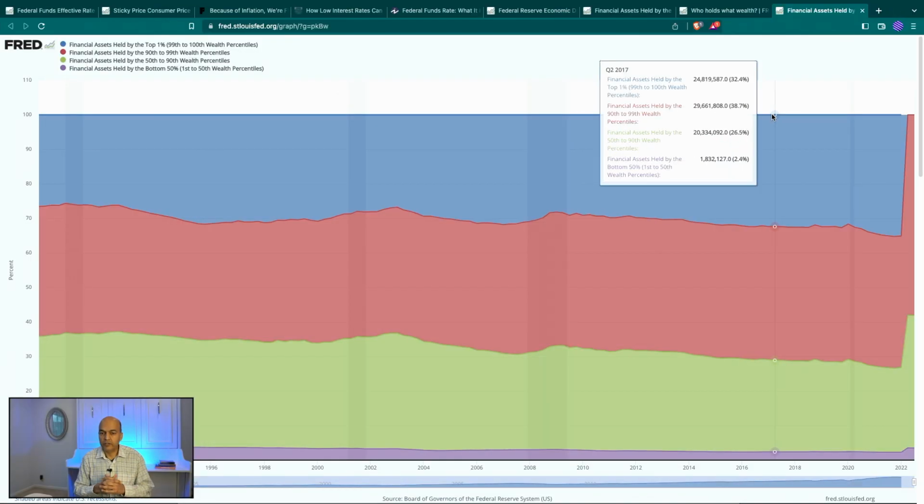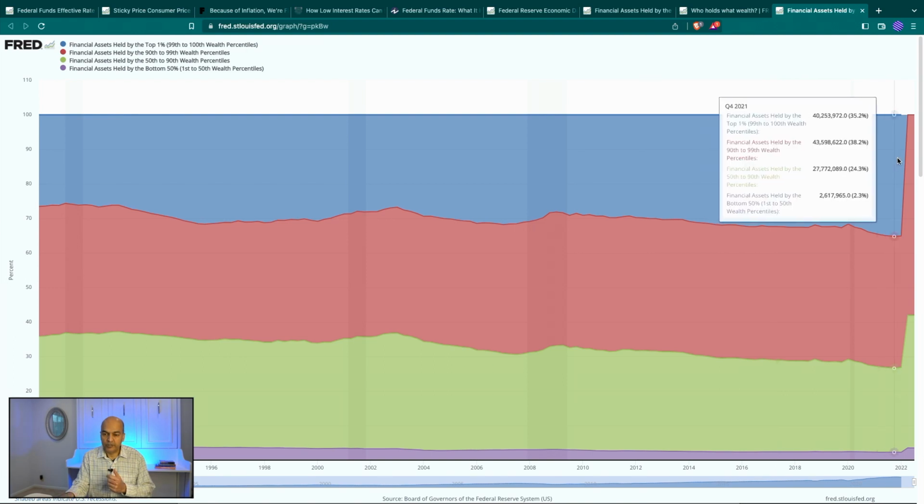In this graph here, this shows the total financial assets held by the different categories of wealth percentiles. So we're looking at financial assets. As you can see, the bottom 50% own very few financial assets, whereas the 50th to 90th own a decent amount, but the largest percentage of financial assets is owned by those in the 90th to top 1 percentile.